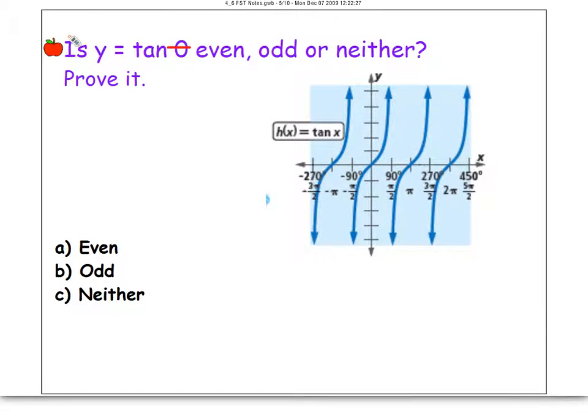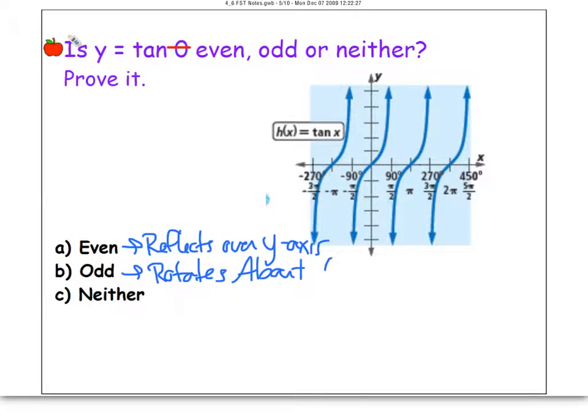Now here's a good question back from chapter 3. Is tangent even, odd, or neither? Remember, what even means is it reflects over the y-axis. Odd means it rotates about the origin, about the ordered pair 0, 0. So if you look at one cycle of tangent here, if it were to reflect over the y-axis, its reflection would have to look like this. Clearly, that green graph I drew is not tangent, so this function is not an even function.